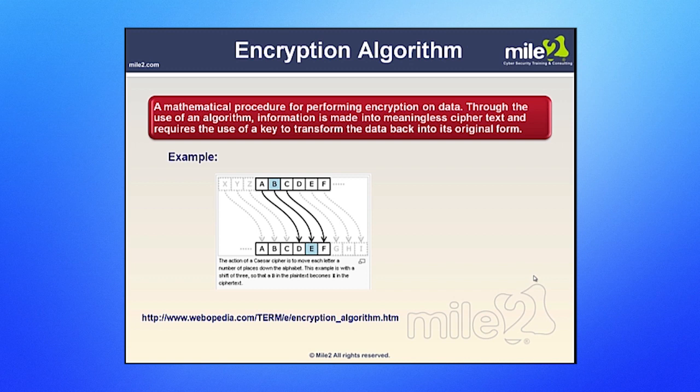Now, looking at encryption algorithms, the idea is to take plain text and turn it into something that looks unreadable to most, and of course you would have to have the decryption key to make it meaningful and put it back into its original format.